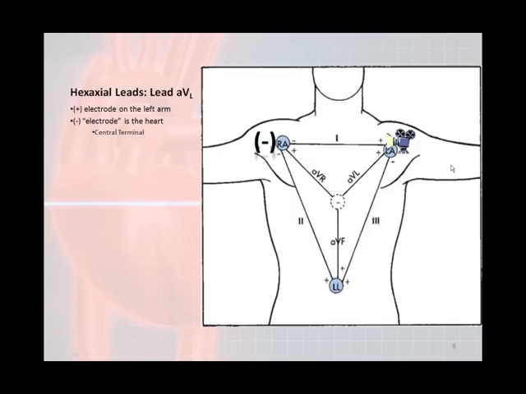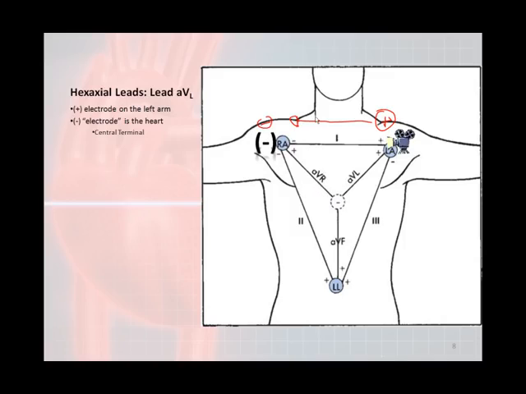So let's go ahead and look at lead AVL. We're going to start off here, and as you see, you have the lead 1 view. Basically, we have a positive electrode here, and a negative electrode over here. Generally speaking, you're moving in this direction, but remember, you're always looking from positive to negative. So what would happen if we were to move the negative electrode down to the central terminal? The angle of your camera will move with it.